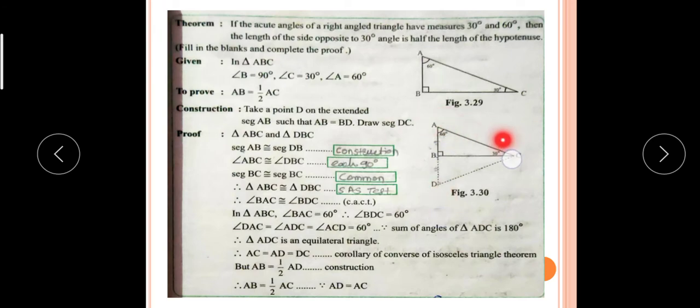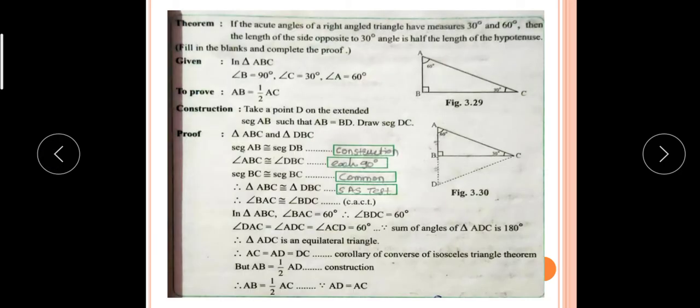It means that AC is equal to AD is equal to DC. So AB is half of AD, and therefore what is AD? AD is equal to AC, and therefore AB is equal to half of AC. Finished, hence we proved. Understood, students? Very simple theorem. Yes, if we know the concept, we can definitely prove it.